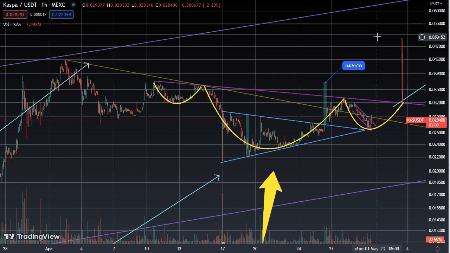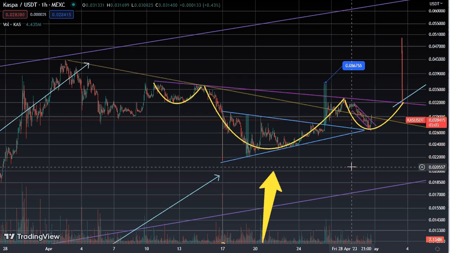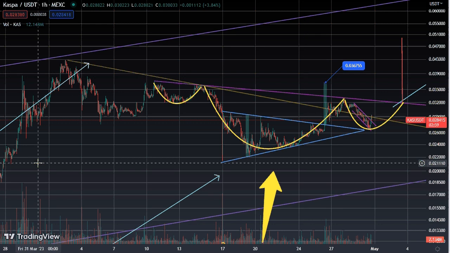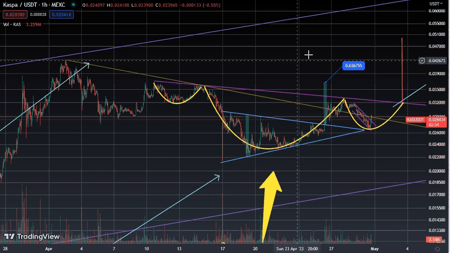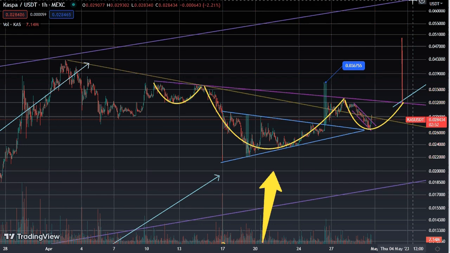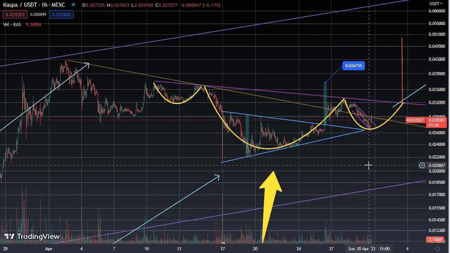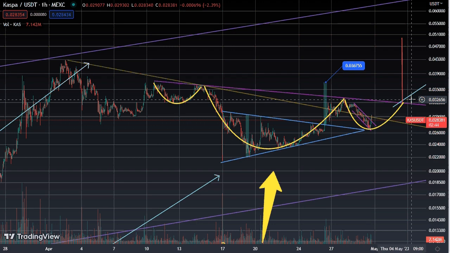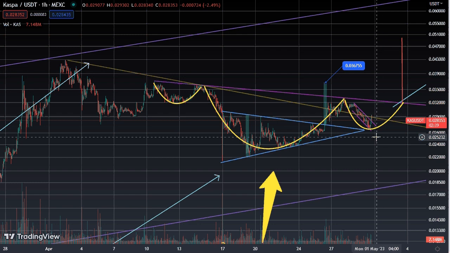Now, remember, the last two inverted head and shoulders patterns exceeded their targets. The first one by a factor of 4, the second one by a factor of 3, and we do have a trend line up here, this purple line, that would give us some headroom, again, if we make that breakout and we start that move upwards. So just something to consider.